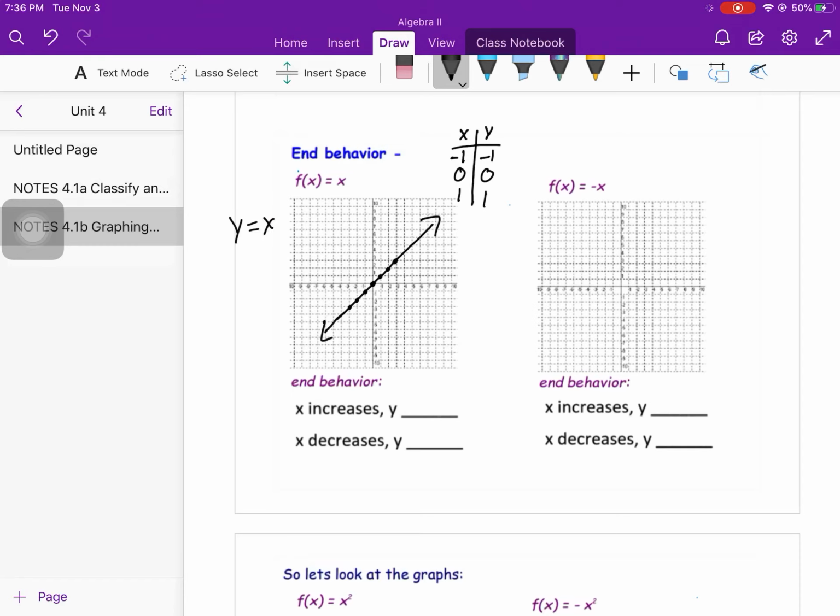Remember f of x is the same as y, so this is the same thing as graphing y equals x. So how this works is the end behavior: as x increases, so as x goes to the right, because we know these numbers get bigger for x as we go to the right, where does y go? Does y get bigger or smaller? Since y is going up at the same rate that x is, y is also increasing.